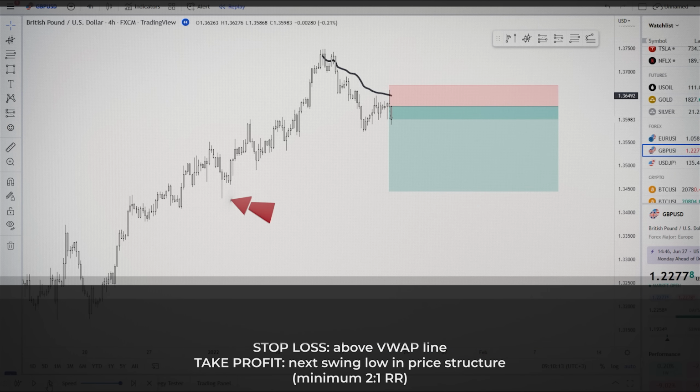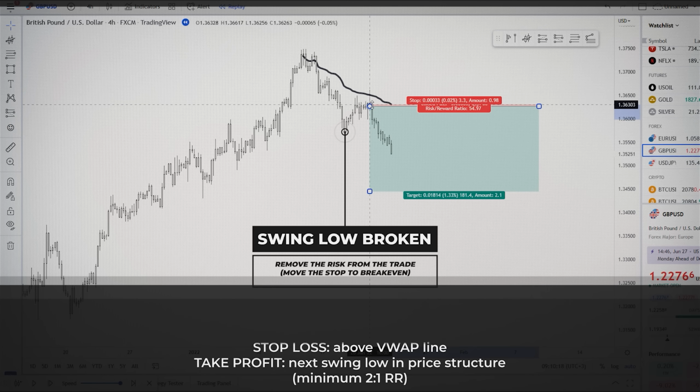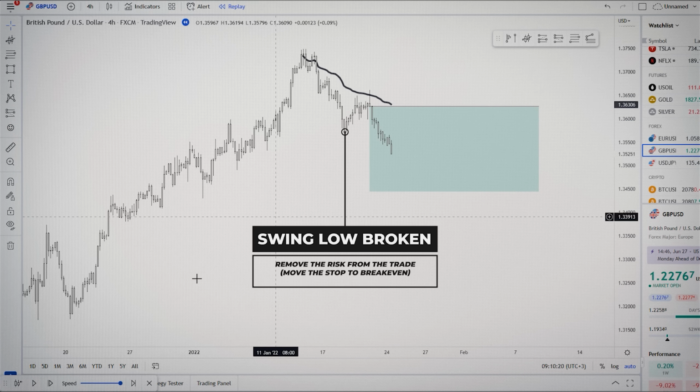If price breaks this minor swing low, I'll move my stop to break even. Okay, now we are in a risk-free trade.